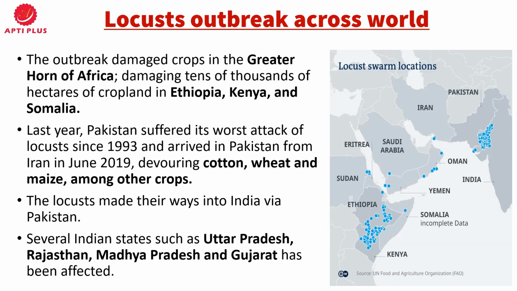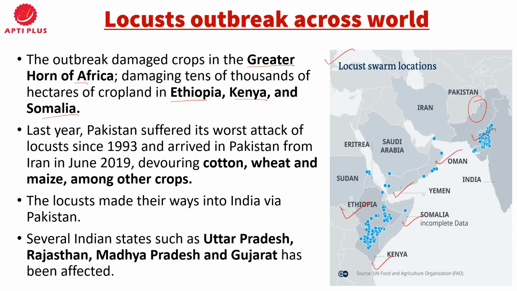Now moving ahead, talking about locust outbreaks across the world. Their presence has been found across the world. This is the location, and precisely talking about the damaged crops, they started from the Horn of Africa, damaging tens of thousands of hectares of cropland there. The more dominant presence was found in Ethiopia, Kenya, and Somalia. In the picture, I can see the Ethiopia region, Kenya, Yemen, and Oman. They were found in Oman as well, Somalia, and these are places in India where it is found, as well as in Pakistan.